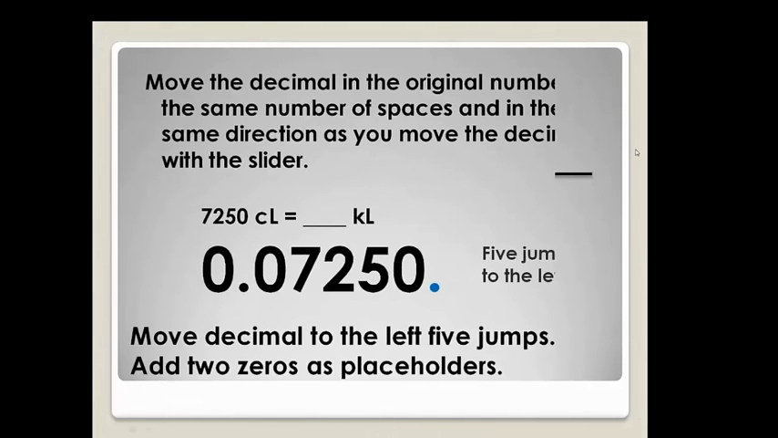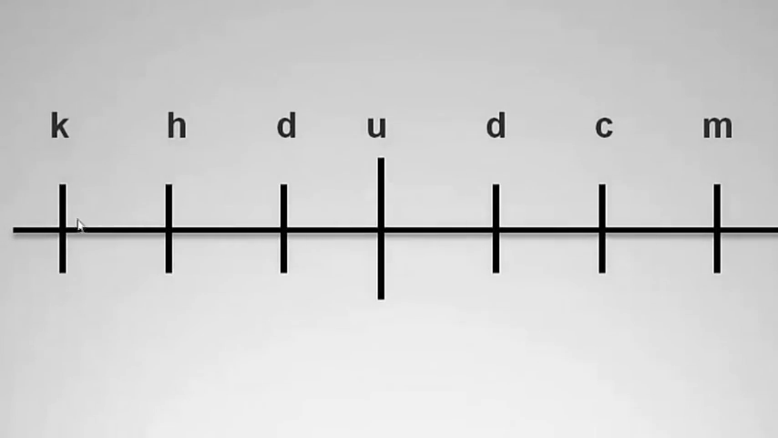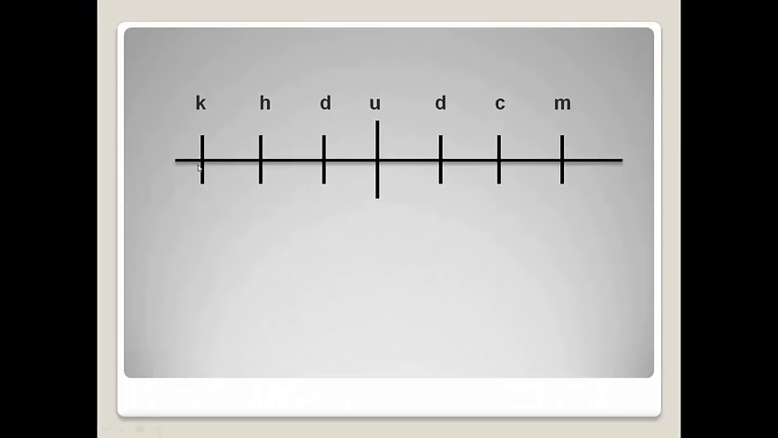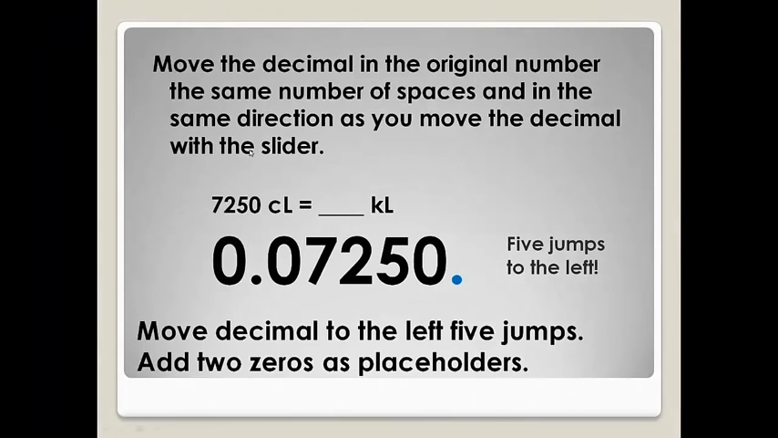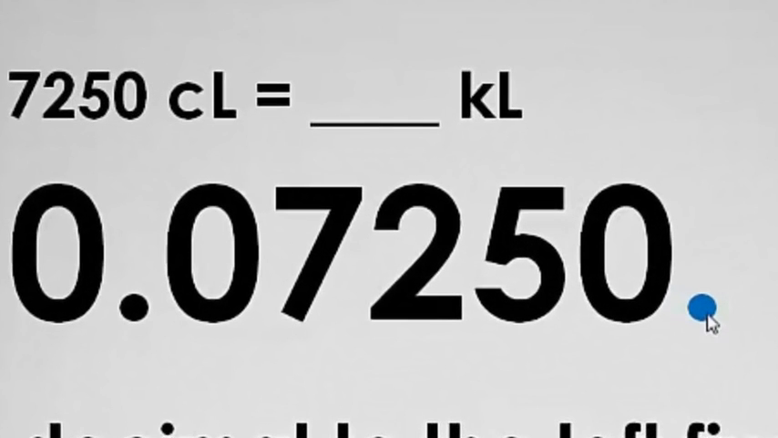So we're going from centi to kilo. Centi is right here. Kilo is right here. Let's count. 1, 2, 3, 4, 5 jumps to the left. We're going to move our decimal in the original number, the same number of spaces, and the same direction that we moved the slider. So let's give it a try. 1, 2, 3, 4, 5 jumps to the left.